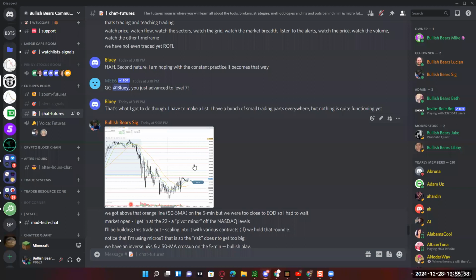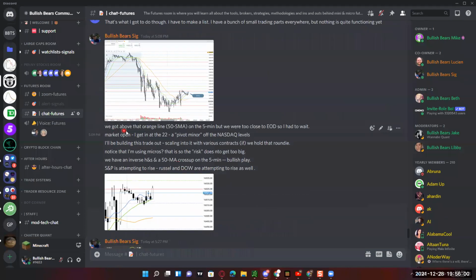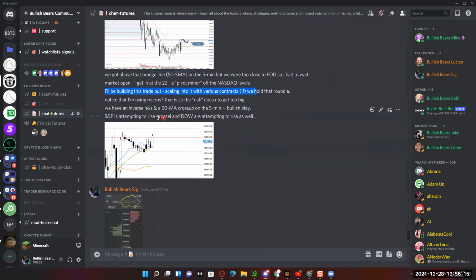So I post the entry. I let everybody know we got above that 50 line on the 5-minute, but we were too close to the end of day, so I had to wait. The market's open. I got in around the 22. It's a pivot minor of the NASDAQ, and I would be willing to build this trade out. And then I reminded everybody, notice I'm on the micros. It's because I'm looking for a low risk opportunity, not looking for that risk to get too big.